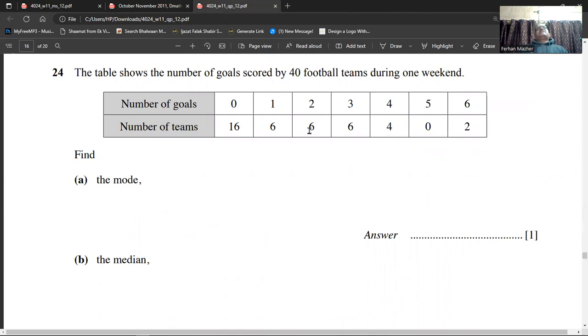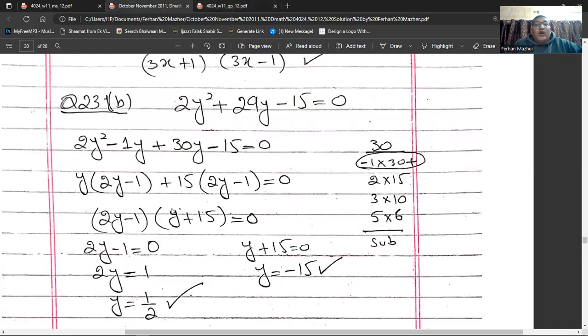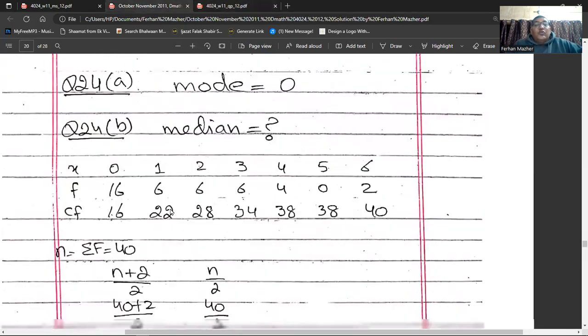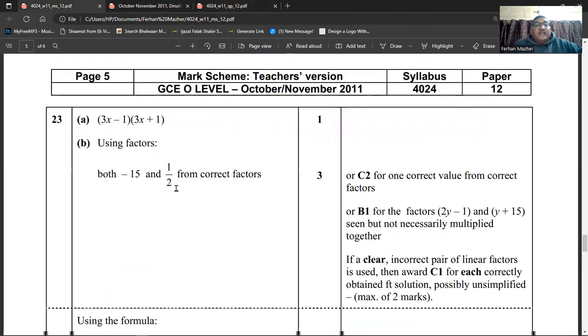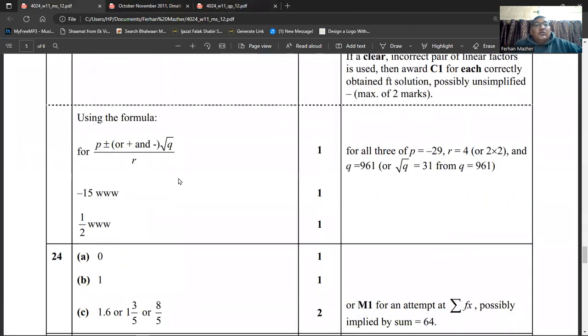The question is to find the mode. This upper one is called X, the lower one is called F, which means frequency. How many times something happens, that is called the frequency. The mode is that value of X which has the highest frequency. The highest frequency here is 16, and the value of X for the 16 is 0. So the mode is 0.